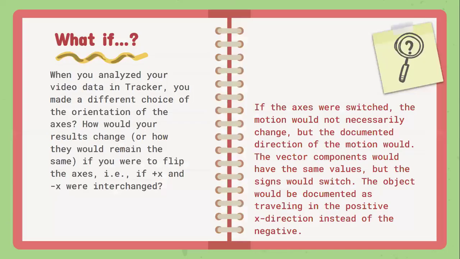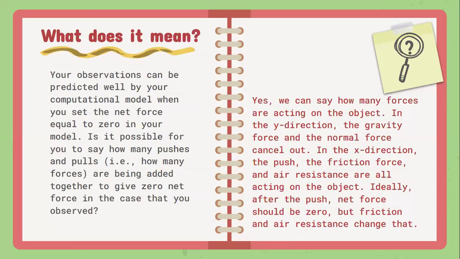Let's look at our conclusions. To answer some big questions, please pause and read the questions if needed. If the axes were switched, the motion would not necessarily change, but the direction of the motion would. As we can see, we're moving in the negative x direction in all of our models. But if we switch the axes, we'd have the movement by the same magnitude, but just in the positive direction instead of the negative. So just the signs would switch, but the values would remain the same.